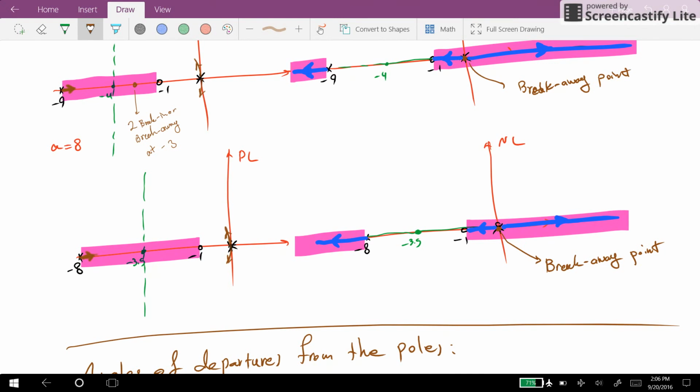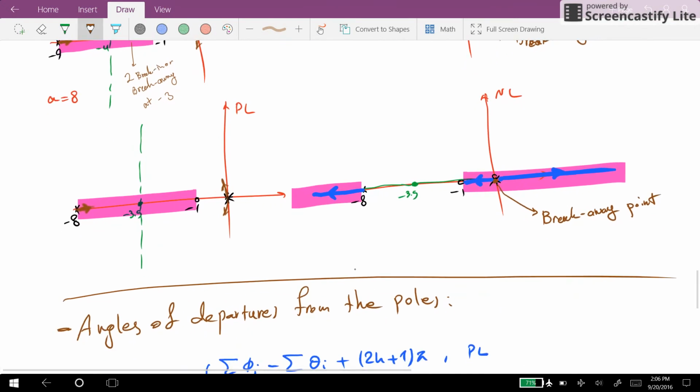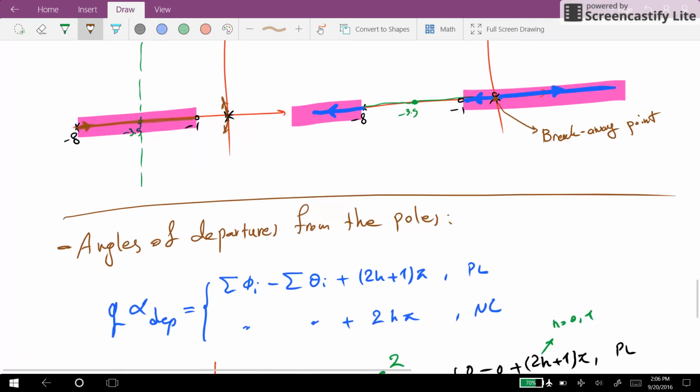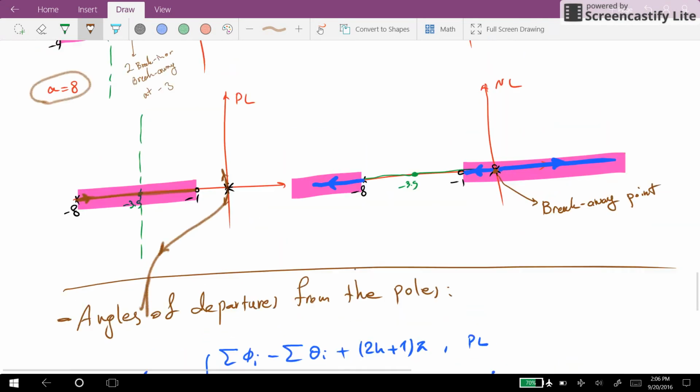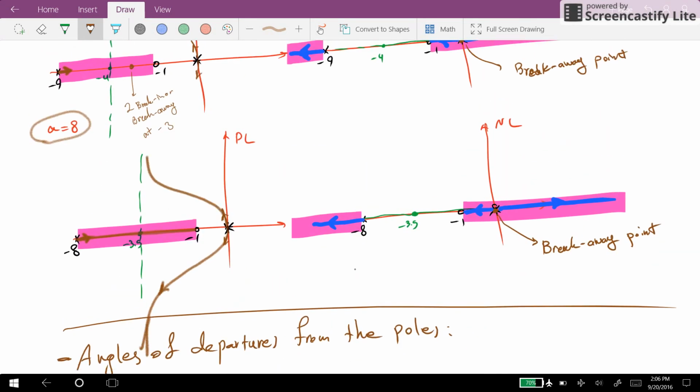Now we need to finalize our graph. For the case of a equal to 8, we see that there is no break-in or breakaway point. Therefore, this branch will continue moving towards the zero at -1, and these branches will go towards infinity using the asymptotes. So we will have this kind of behavior, something similar to this.